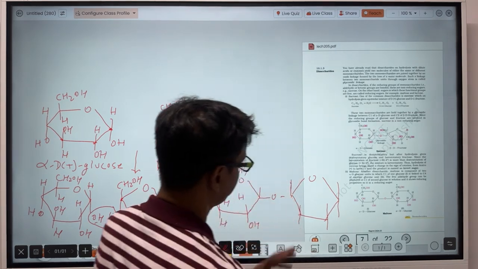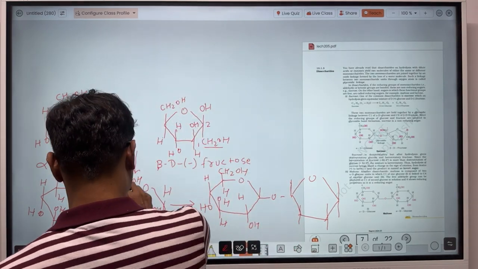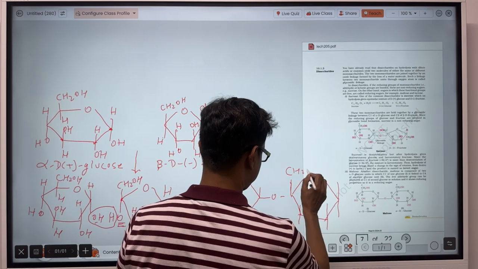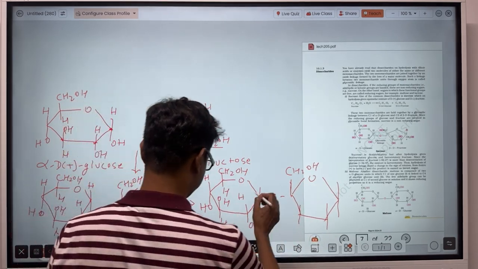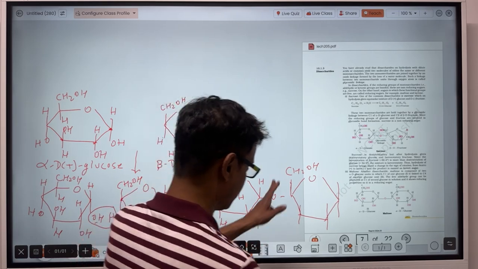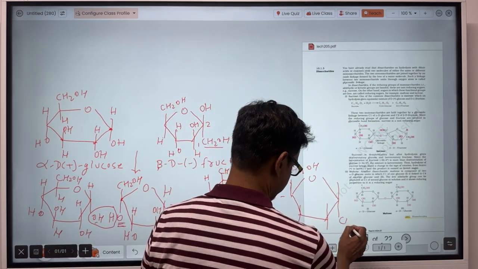So it is now the same CH2OH here. The remaining portions you will have to draw by yourself. It is very easy. CH2OH here, and then the first carbon here.